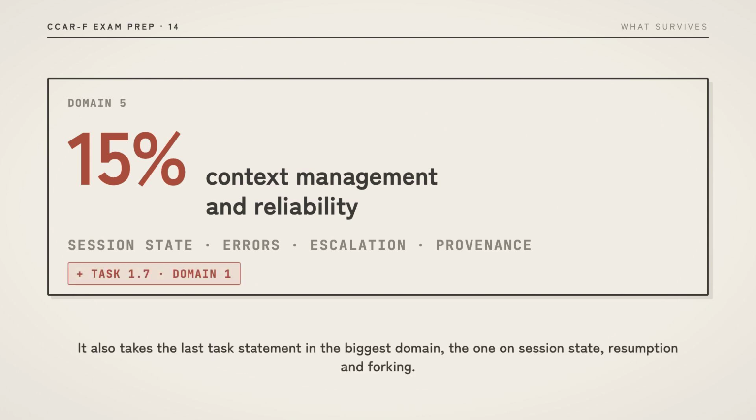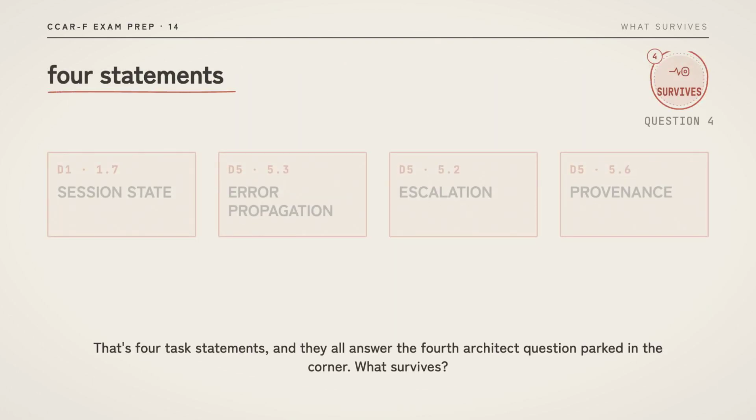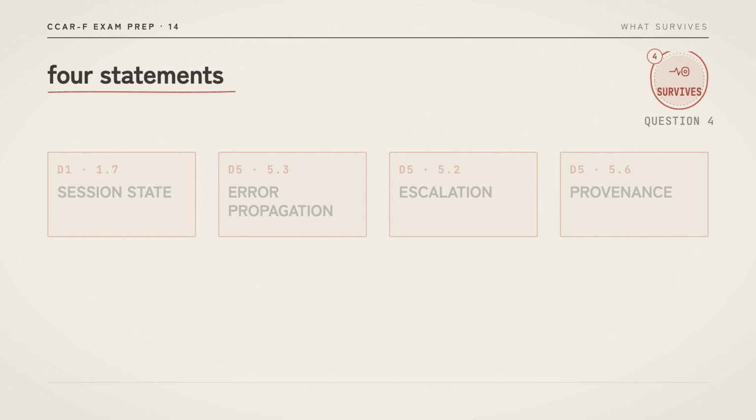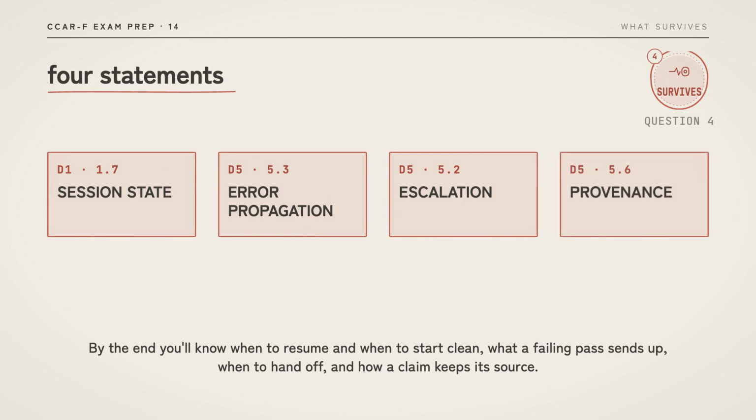It also takes the last task statement in the biggest domain, the one on session state, resumption and forking. That's 4 task statements, and they all answer the 4th architect question parked in the corner. What survives? By the end, you'll know when to resume and when to start clean, what a failing pass sends up, when to hand off, and how a claim keeps its source.